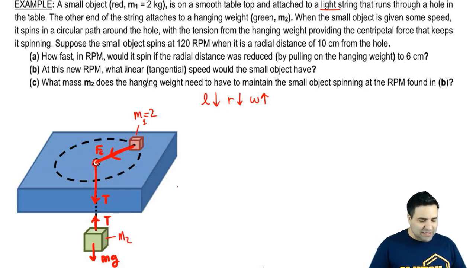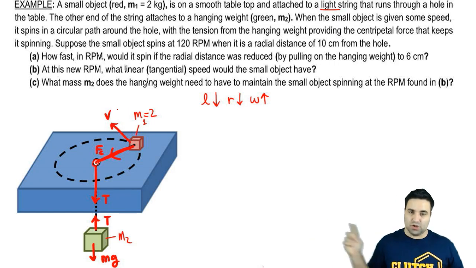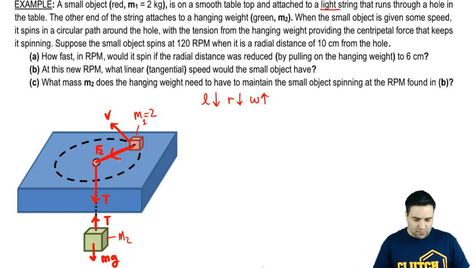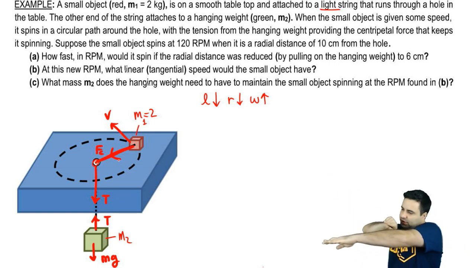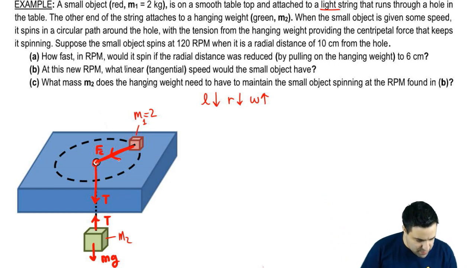It says when the small object is given some speed, so you give this guy some velocity here, v, whatever, and it's going to start, right? By the way, the v is tangential to the circle. I drew it this way, but it doesn't mean that it's flying off the table. It's just going this way on the table, right? So it has some velocity. Maybe I should draw it sort of like this. It doesn't look like it's going away.